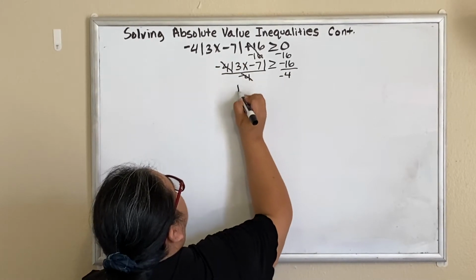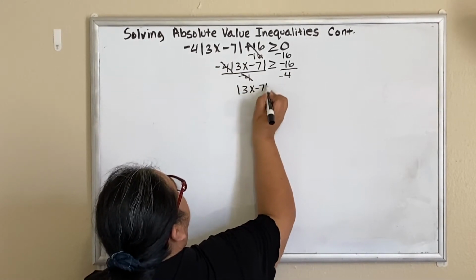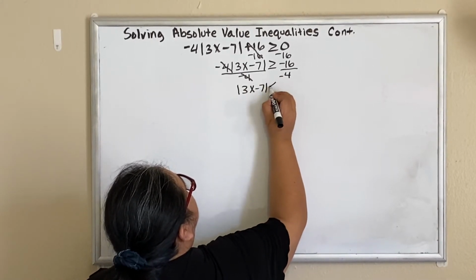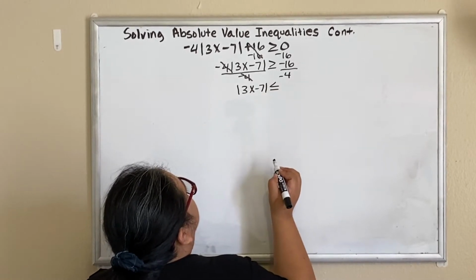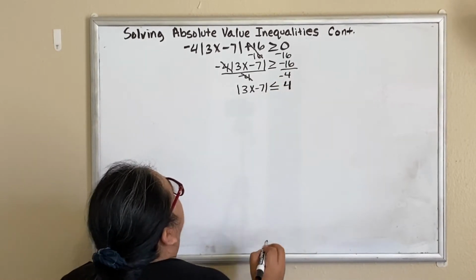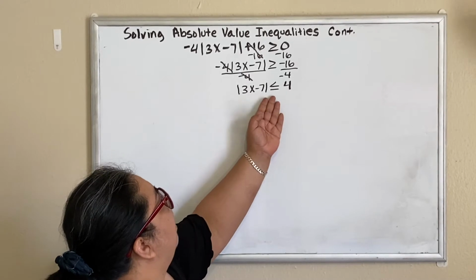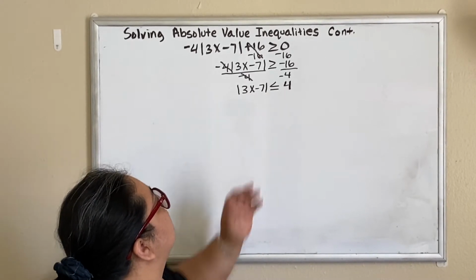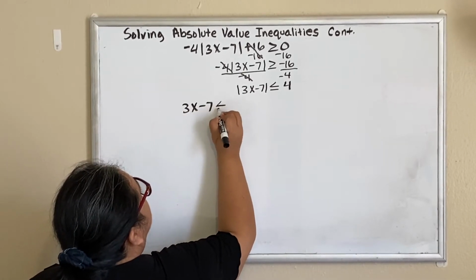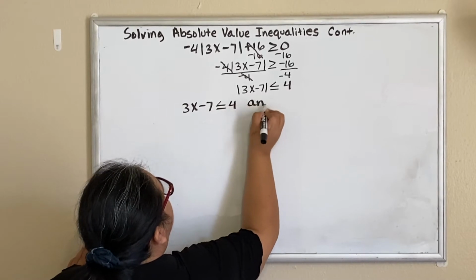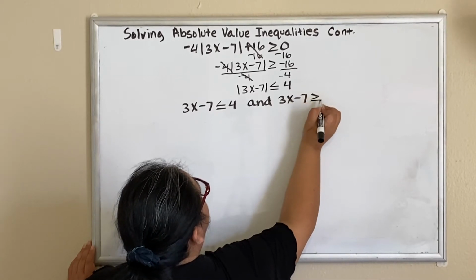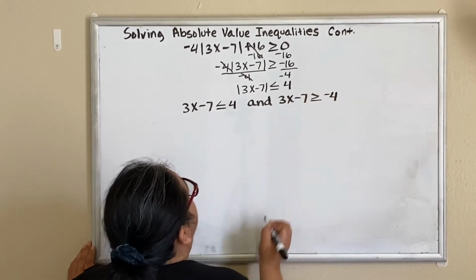Reducing the negative 4, we get the absolute value of 3x minus 7. We divided by a negative, so this greater than or equal to symbol flips to a less than or equal to symbol. Negative 16 divided by negative 4 is positive 4. And now we have an and statement. So we're going to say 3x minus 7 is less than or equal to 4, and 3x minus 7 is greater than or equal to negative 4.